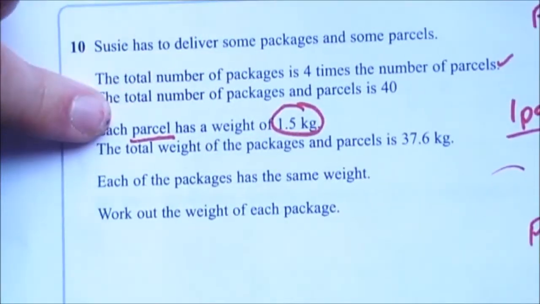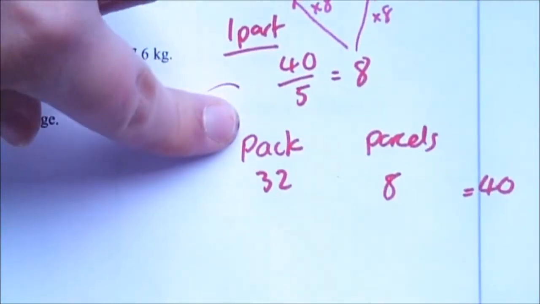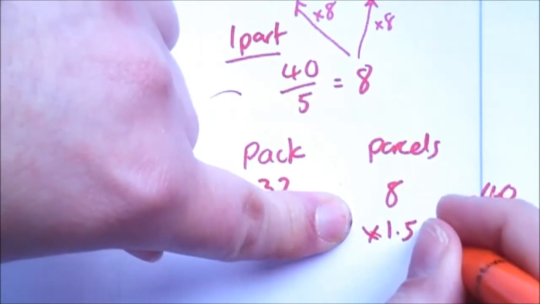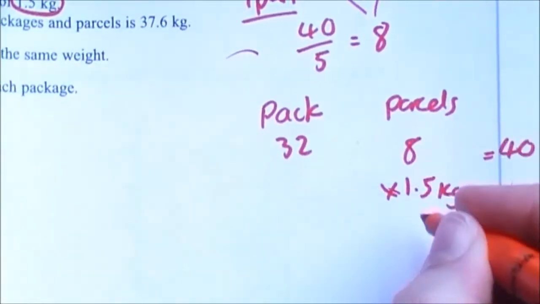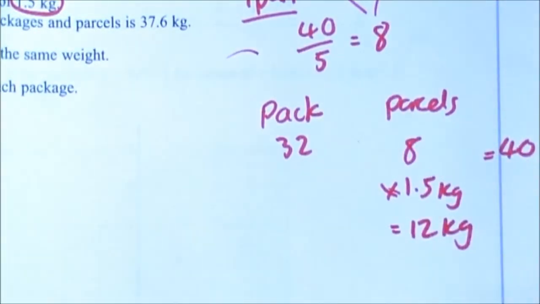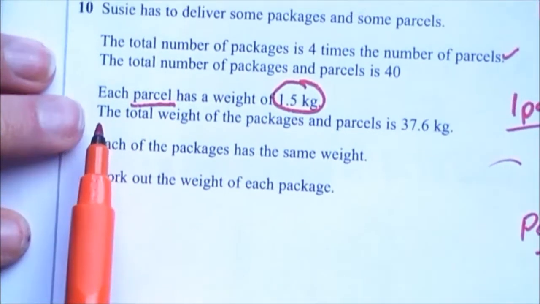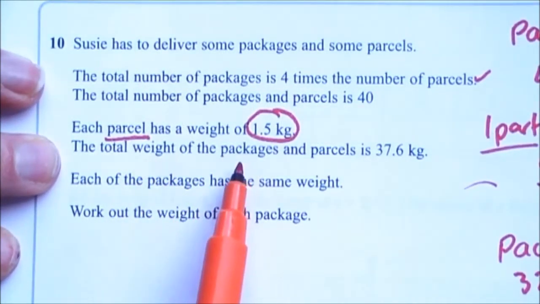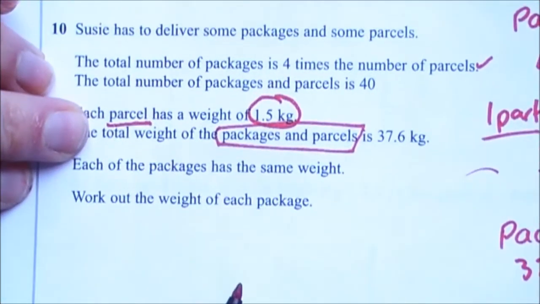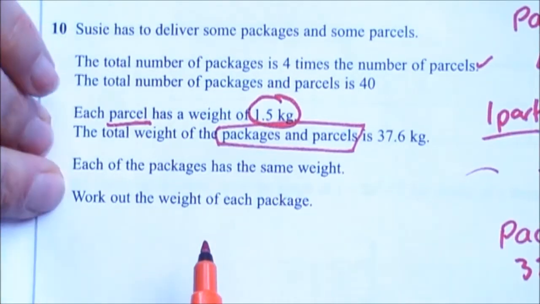Now I can move on to worry about the weights, because each parcel has a weight of 1.5 kilograms. So I'm dealing with a parcel. There's 8 of them, and so I've got 8 lots of 1.5 kilograms. That means my total parcel weight is 8 times 1.5, which is 12 kilograms. Great. So let's read on. The total weight of the packages and parcels is 37.6 kilograms. Each of the packages has the same weight. Work out the weight of each package.